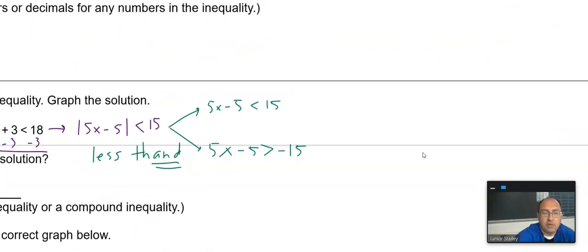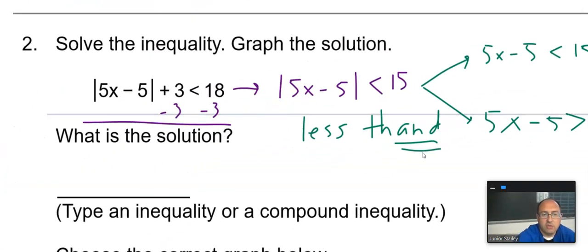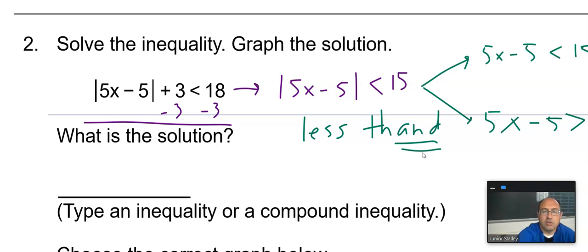Let's go down to the next one here. Let's see here. This is another one of those less than situations. So the absolute value bars are not isolated, so we're going to subtract the 3 over to the other side, and that's where we get the 15 from.